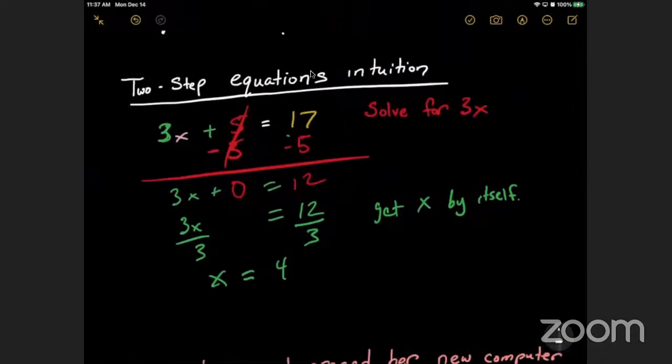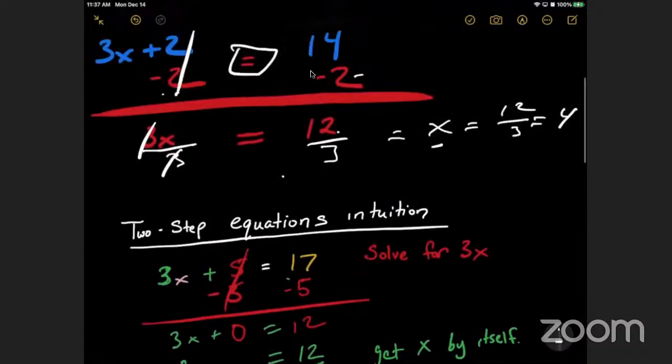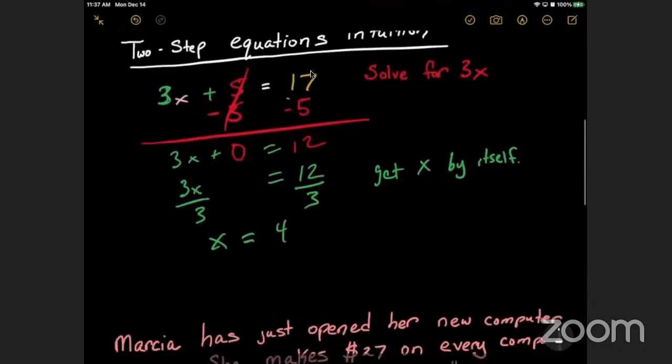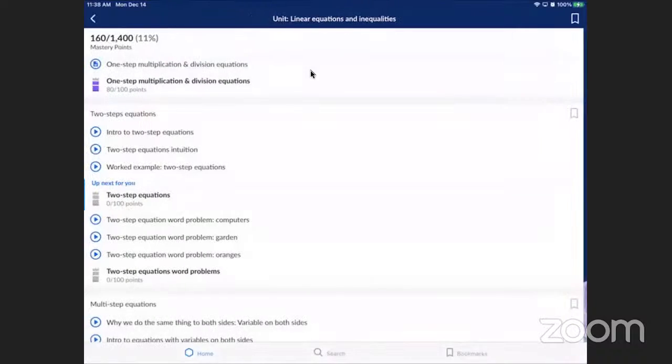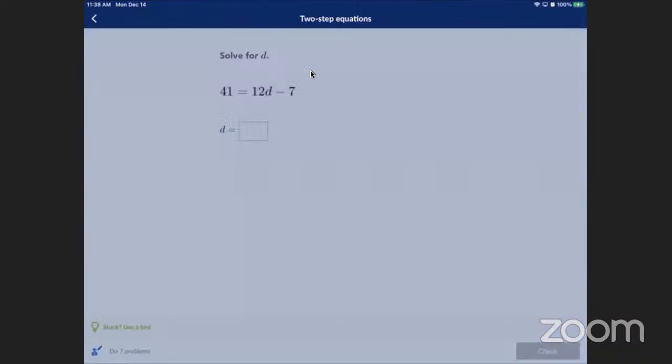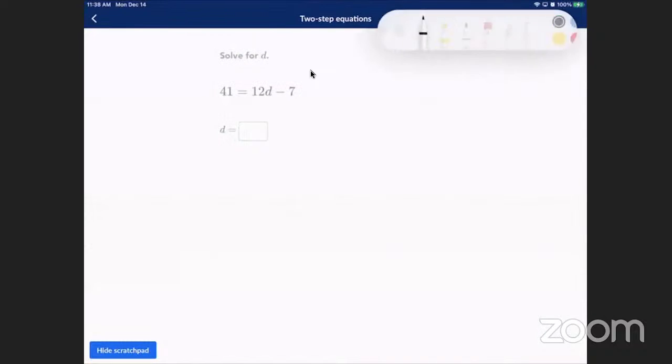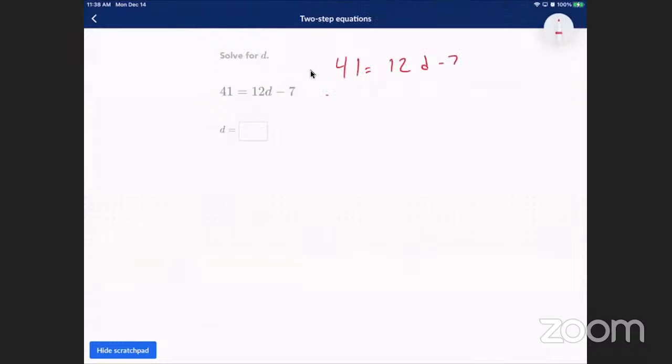This is another equation where you can do the same exact thing, but this is without the actual visualization on the top. So we're going to just take these two. I think that's as far as we're going to get today, and we'll be able to work on this later on. There's 7 questions. All right, so yeah, 41 equals 12d minus 7. And as I was saying before, 41 is on this side, and you have 12d minus 7 over here.